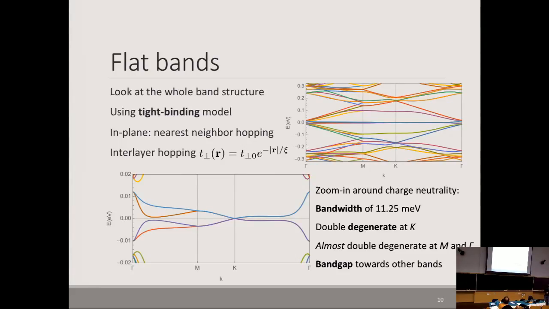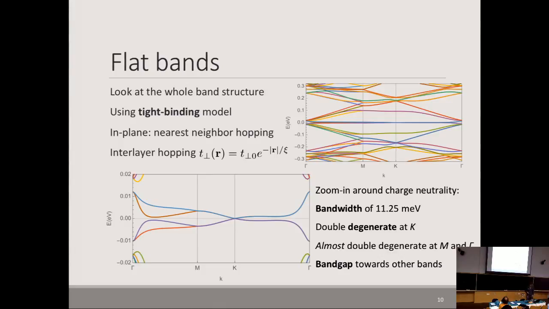What you see here is 4 bands. Around here they're almost degenerate, but what's important is the bandwidth is very small. It's about 11 milli-electron volts. Here you have 2 doubly degenerate states at the K point and equivalently at the K prime point. At the gamma and M points they look degenerate, numerically almost indistinguishable in what we did, but if you look at symmetries, they're actually not exactly degenerate. And then there's a band gap towards the remaining bands down here. So the Mott insulating state would be when you half fill, let's say, this band here, the purple and the red one.